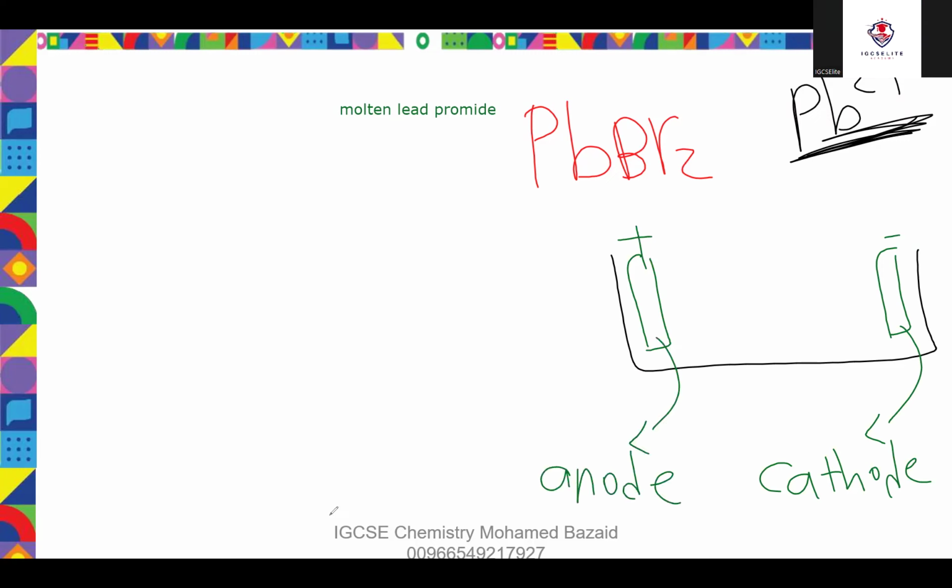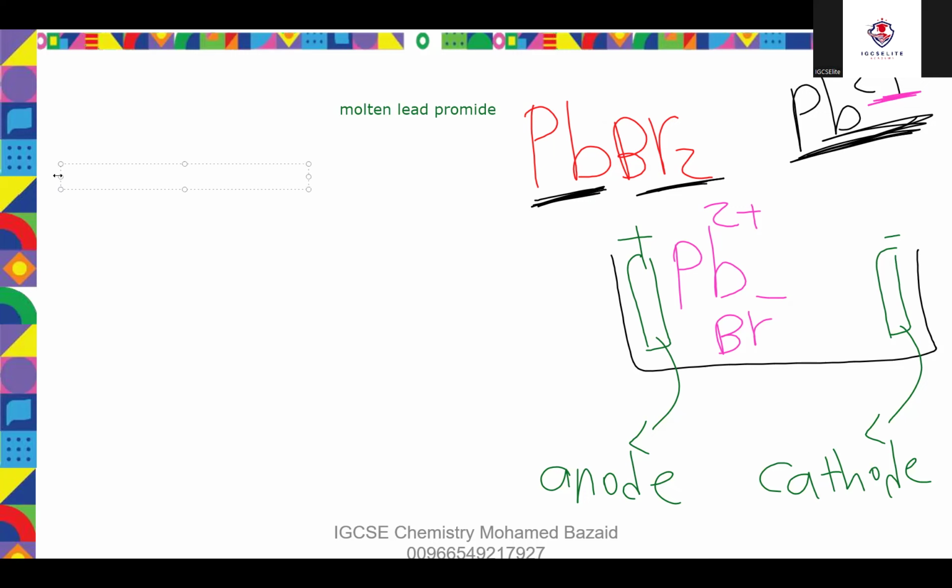What are the ions you have here? We have lead and bromide. Yes, you have only Pb and Br, nothing else. What is the charge above lead? Lead is positive. Positive what? Positive 2. Yes, so lead is positive 2, and Br is negative, as you know. These are the ions you have. Do you have other ions? No, how come? This is molten. Molten means you have a positive ion and a negative ion. That's it.